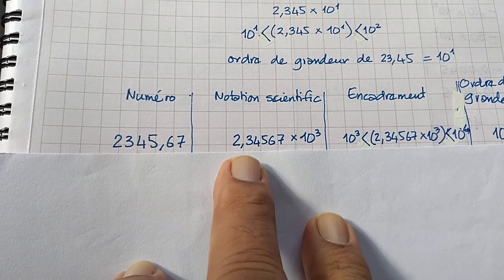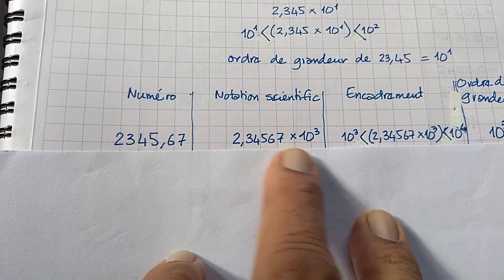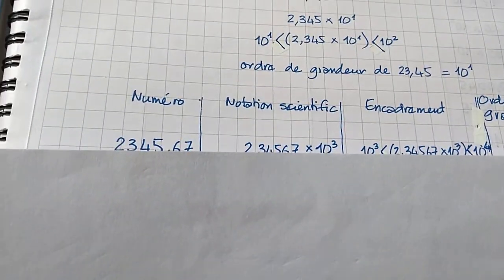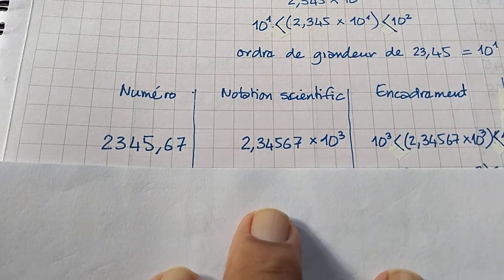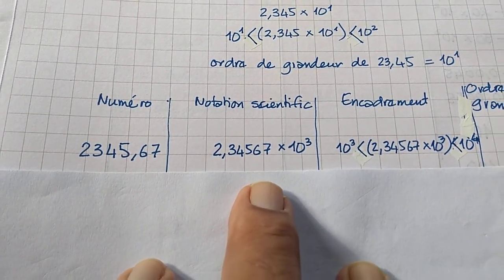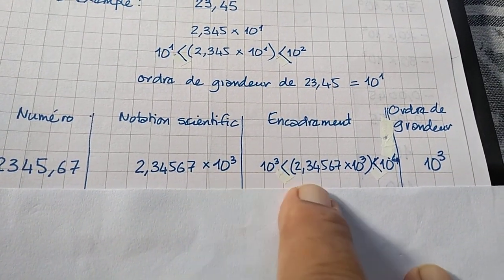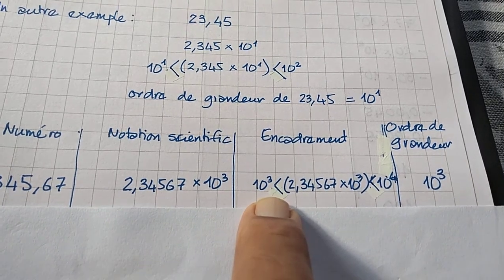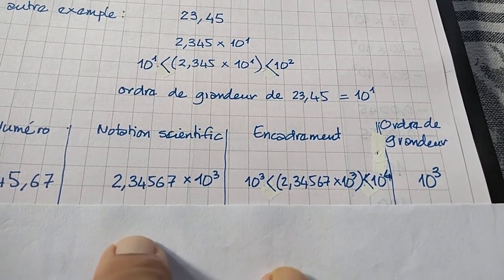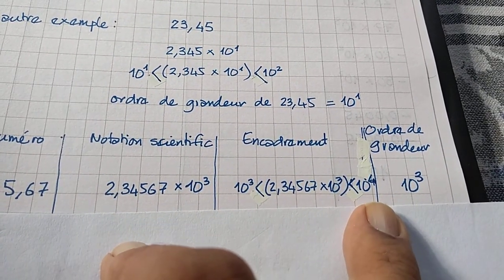Ici on a 2,34567 fois 10 à la puissance 3. This is clear. I see from your homeworks, the assignments you are doing, you're comfortable converting numbers into scientific notation. Now we do the encadrement. So actually, encadrement for positive numbers, you'll get 10 to the power 3 here. This is 1,000, and this is 10 to the power 4, 10,000.